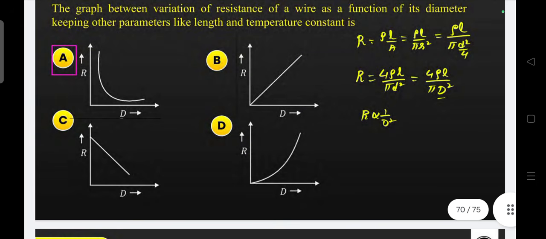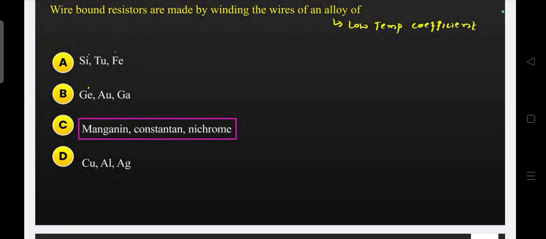Now let's see the questions on the basis of this resistance. Here is the question. Answer is A. Let's come to the second question. Wire bound resistors are made by winding the wire of an alloy of, answer is manganin, constantan and nichrome.